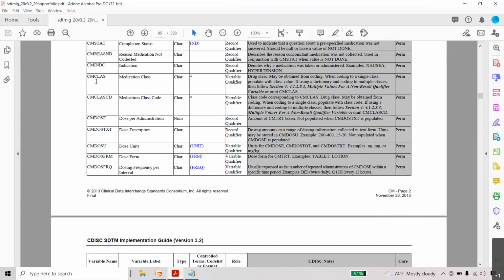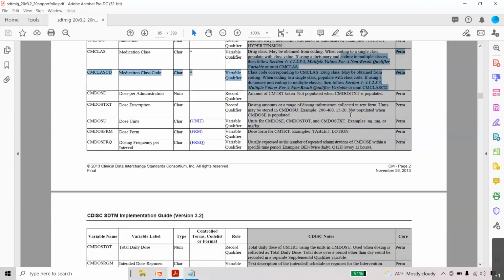Next one is CM class. We have CM class as a character variable and CM class code, which is also a character variable. What type of class, that information we can see in the CM classification. It is a classification given to that particular medication. We can see that information in CM class followed by class code. This is a variable qualifier and this is a permissible variable.